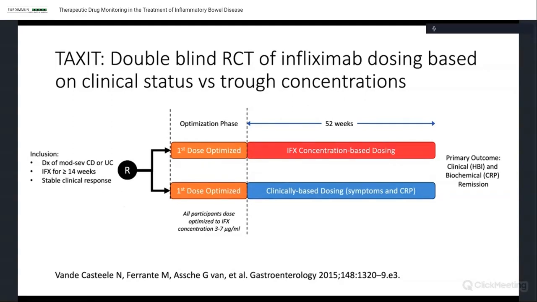Importantly, both arms had the same initial management, which was an initial dose optimization to an infliximab concentration between 3 and 7 micrograms per ml. And then after this optimization phase, they were followed for 52 weeks in one of 2 arms, an infliximab concentration-based dosing versus a clinically based dosing with escalation for symptoms and CRP. The primary outcome was clinical and biochemical remission at the end of that 52 weeks.